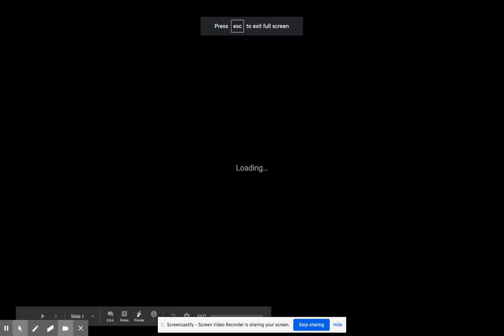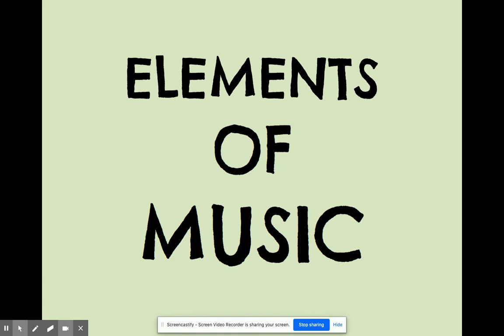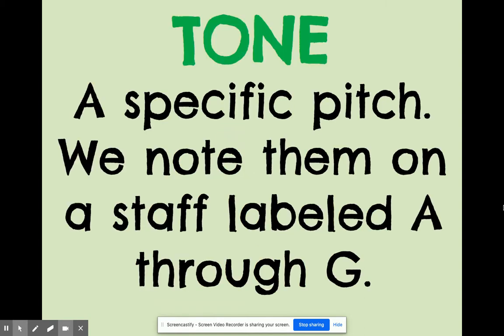All right, guys, today we are going to go over the elements of music. So just like we had elements and principles of visual art, like line and texture and all those things, we also have elements and principles of music. So that is what we're going to talk about today. The first thing we're going to talk about is tone.